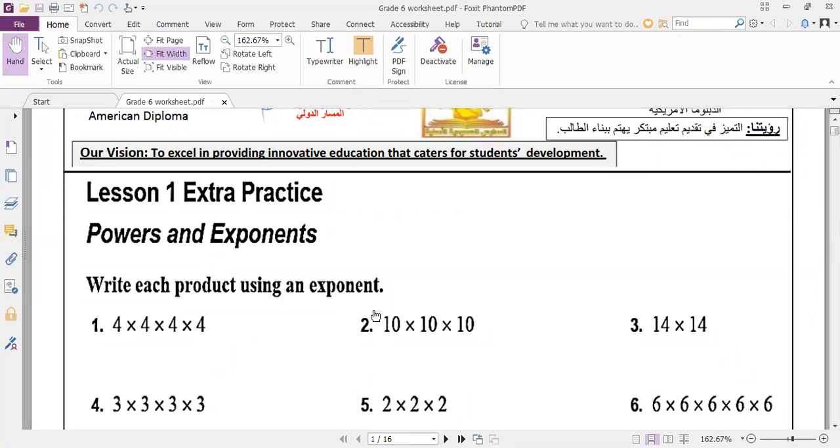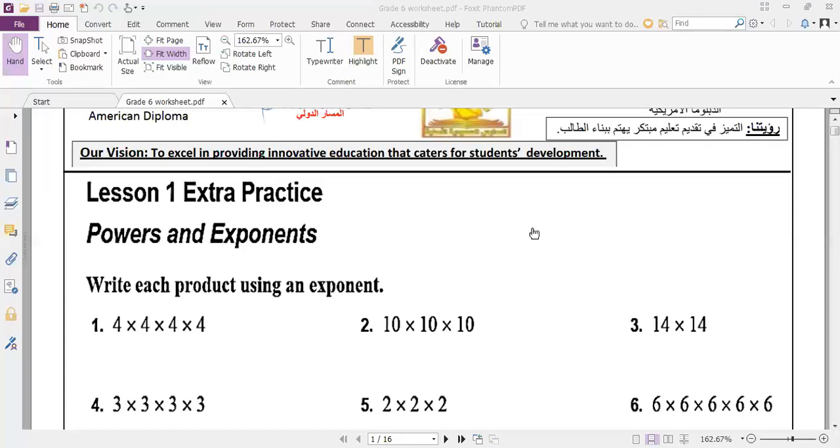Okay, can you solve with me the next number 3, Muhammad? I have 14 times 14. How can I write this? 14 raised to power 2, Muhammad. Don't say 14 and 2. I said 14 raised to power 2, or I can read it as 14 squared. Is it clear?